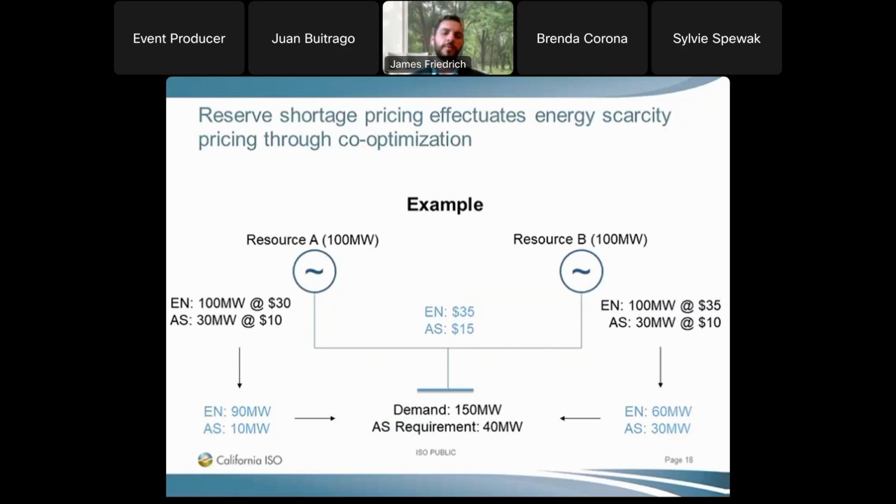What the simple example is intended to demonstrate is that when you co-optimize products, their prices are in a way dependent on each other. So let's go into the next slide.